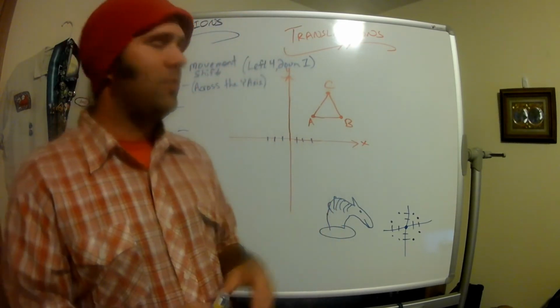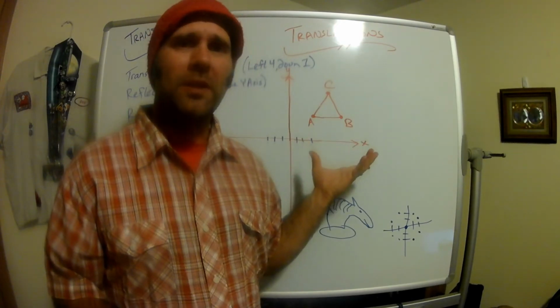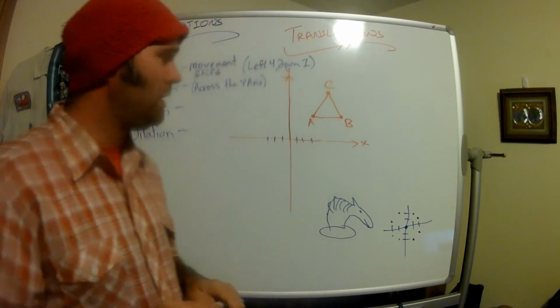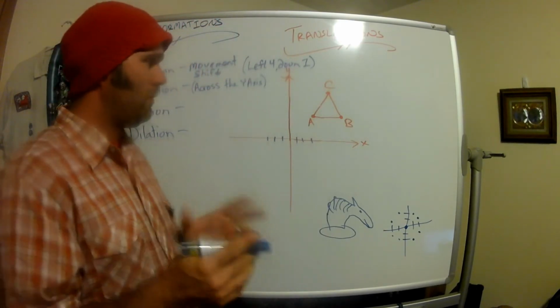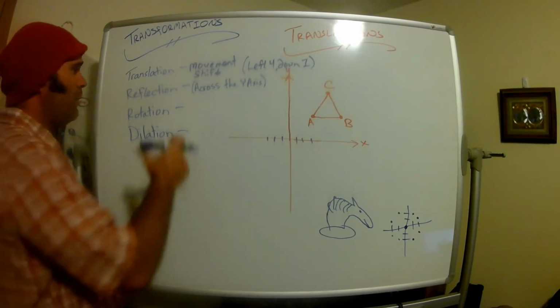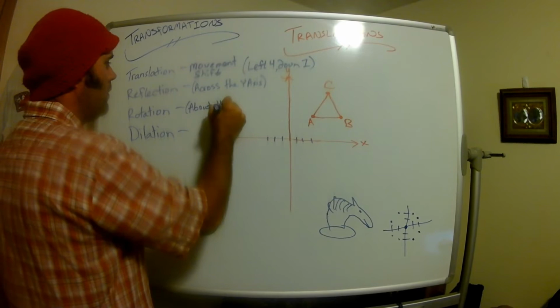And oftentimes it's going to be the same for this type of thing that we're doing with rotations. So rotations, we often have 8 different choices. We've got to make those choices. So a rotation about the origin.